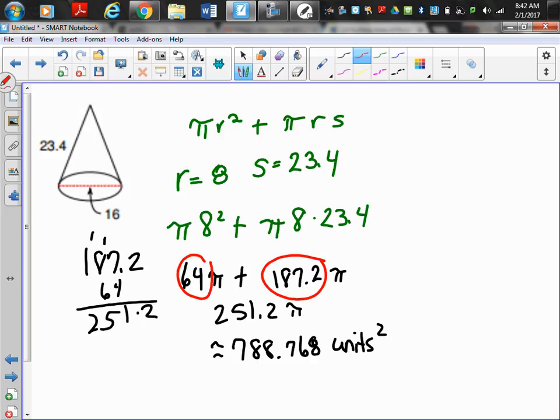Both of them at the same time? You can do it one of two ways. You can do 64 times 3.14 and then add 187 times 3.14. You can do it that way. Yes, you can do that. Or, to me, it's easier to add your two numbers together, and once you have them added together, then multiply that by 3.14. What's your exact answer? The exact answer is 251.2 pi.